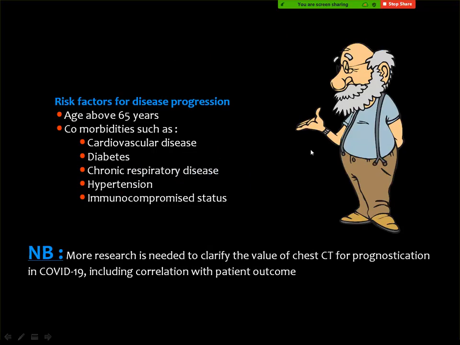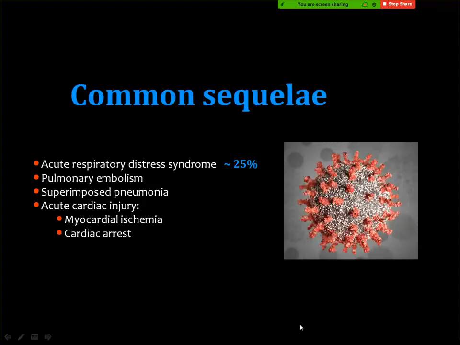Then who are subjected to complications, or what are the risk factors for progression? The old age and the presence of comorbidities like cardiovascular disease, diabetes, chronic respiratory disease, hypertension, and immune compromised status. What are the most dangerous complications? Number one, acute respiratory distress, pulmonary embolism, superimposed bacterial infection, and acute myocardial injury.